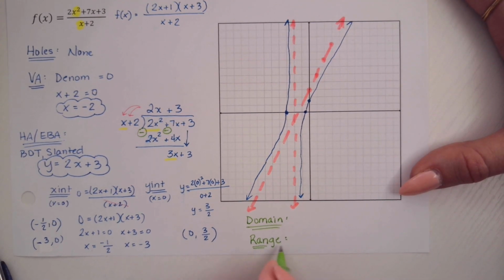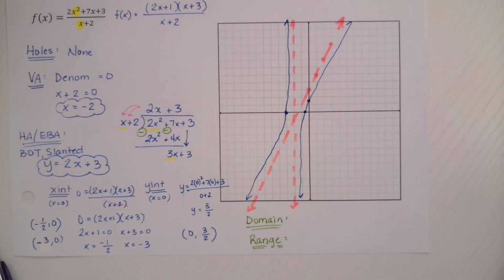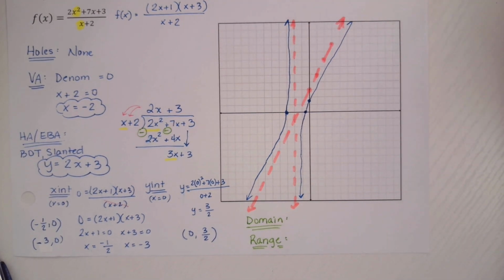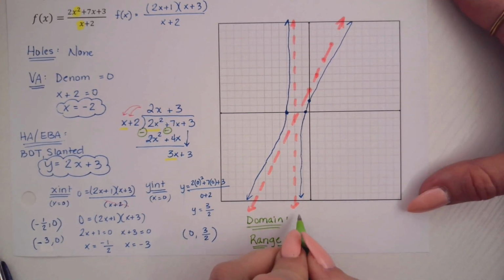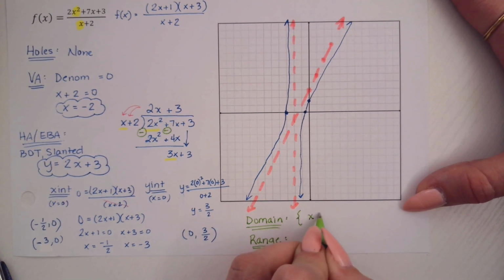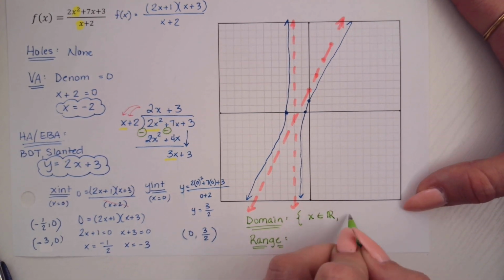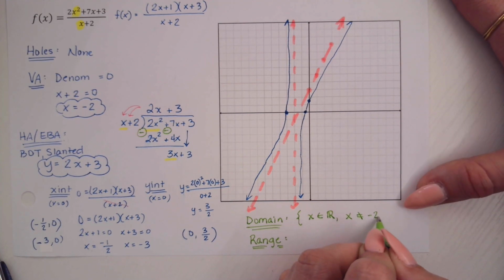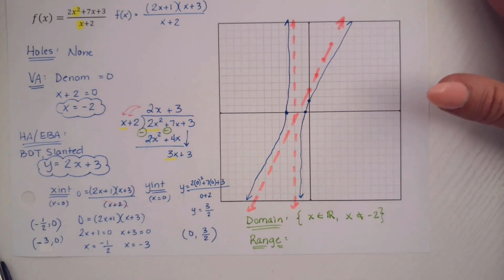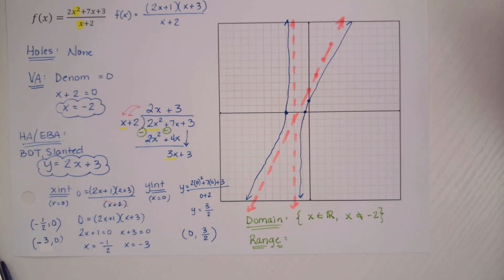Okay, for my domain, do I have any x values that I need to exclude that are not in my domain? -2, very good. So we want to say that it's all real numbers except for -2. X is a real number except for -2. Why not -2 again? That's where your asymptote is.